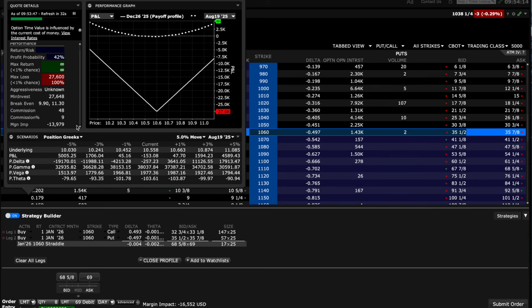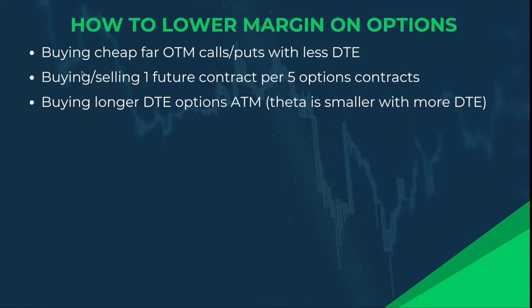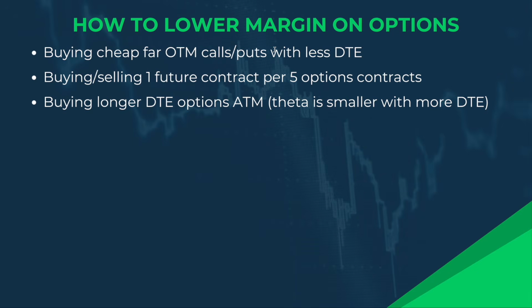Probably the most common one will be the first one, buying cheap out of the money calls and puts. The second one that I would use is probably buying longer DTE at the money options, because these can give you protection against big price movements. And then the last thing will probably be buying or selling the future contract. This is the absolute last resort for me, but these are the 3 things you can do to really lower your margin and obviously stay in the game.